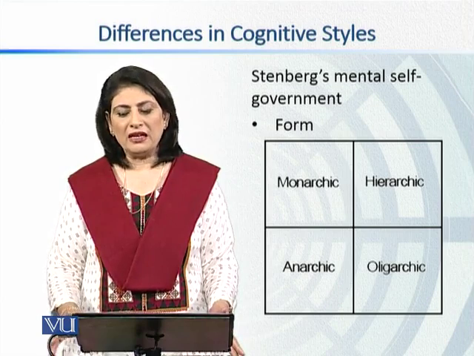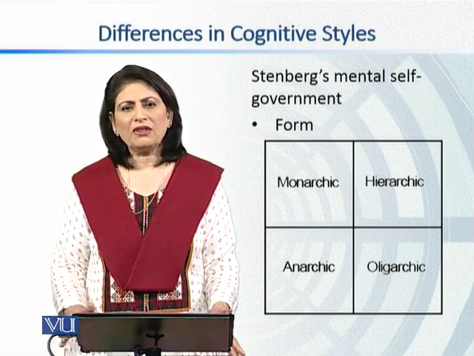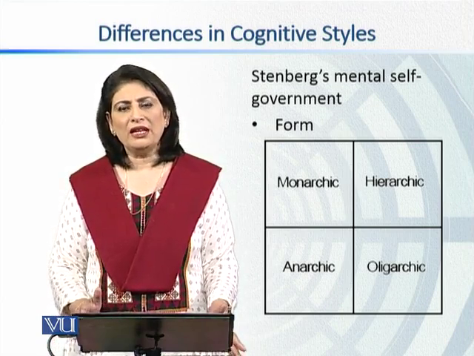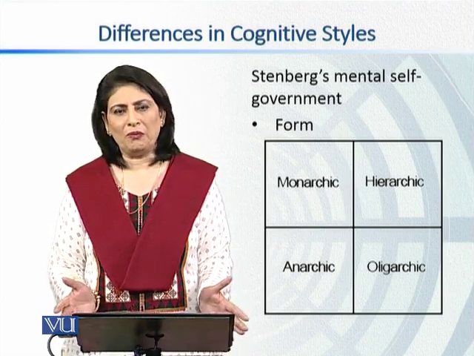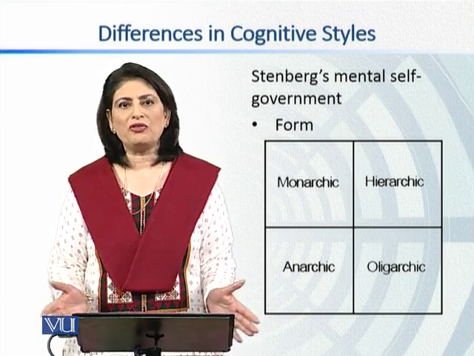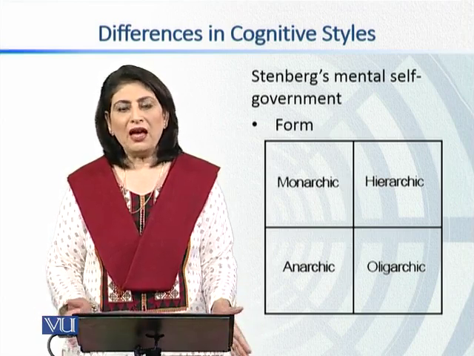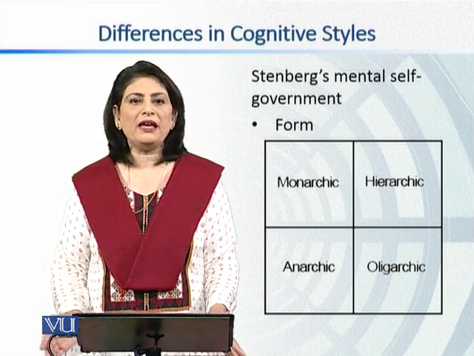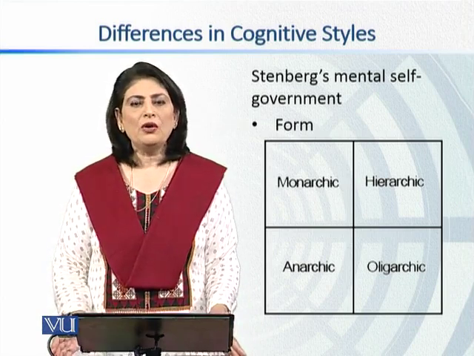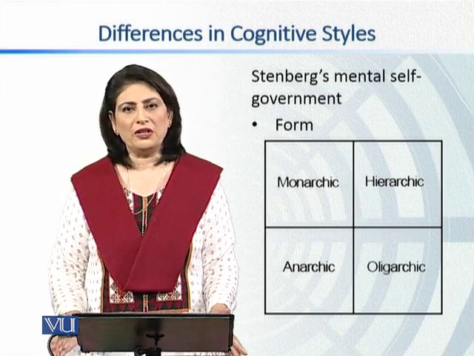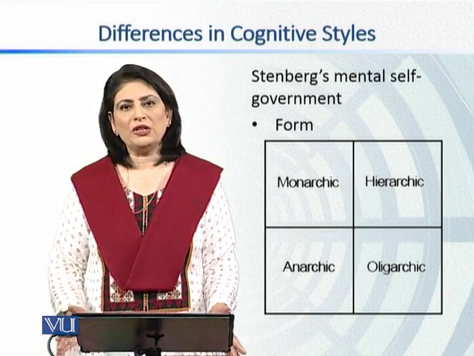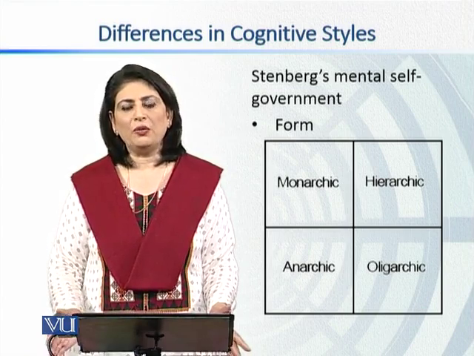Then some learners are oligarchic. That is, they work well if they have different goals which do not require prioritization. And then we have learners who are simply anarchic. That is, learners who are simply not interested in prioritizing their objectives at all. They do things as they come along and work through them.